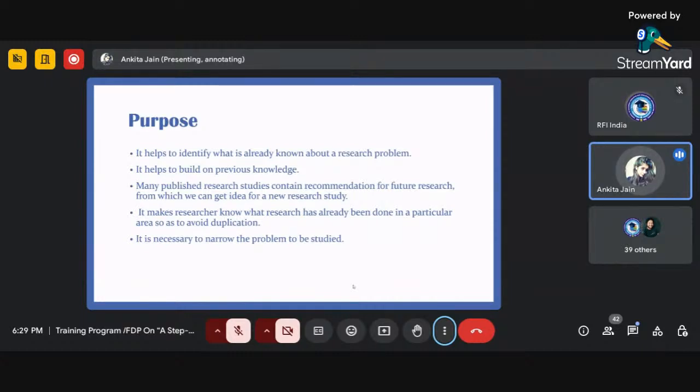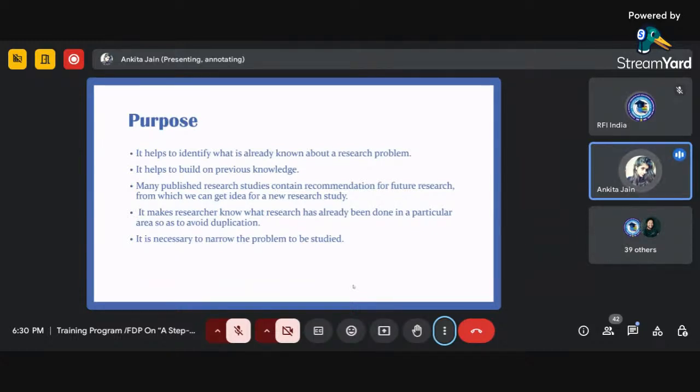Many published research studies contain recommendations for the future research. As I have told you, the studies are carrying the future research scope, from which we can get the idea for a new research study. It gives us an idea about what already has been done and what is left, which can be explored.